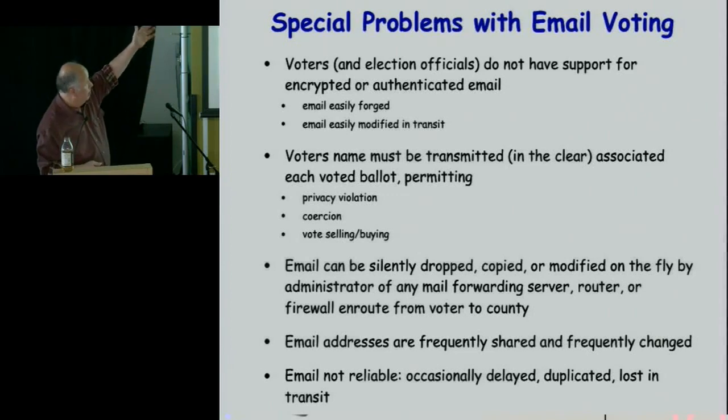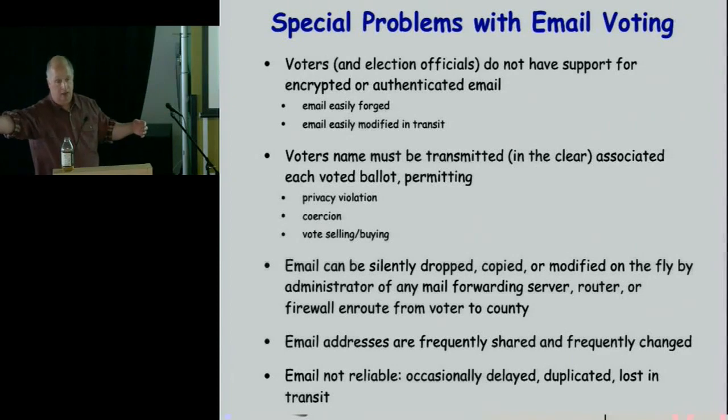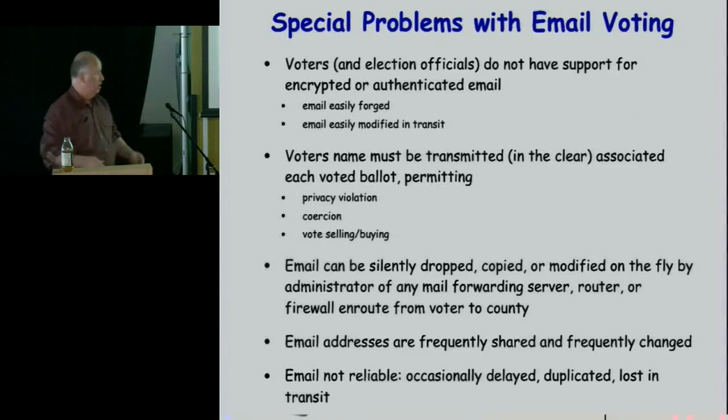I mentioned that because your name must be transmitted in the clear, you are subject to vote coercion. The system is subject to vote buying and selling. It's a nightmare if you're concerned about those issues, which I at least am. Any administrator who operates either a mail forwarding server or a router or some firewall anywhere in the path from somebody voting in Japan in a U.S. election, anywhere in that path to his county election server, can trap that ballot, modify it, send it on, or throw it away.